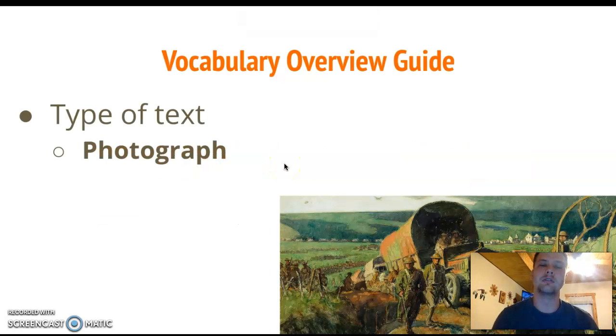The vocabulary project that I'm going to do is called the Vocabulary Overview Guide. And the type of text I'm going to use is a photograph, which is the image down in the bottom right here. It's an image, or I guess a painting, that was taken back during World War One. It just gives you a general idea of what I'm going to be basing everything off of.